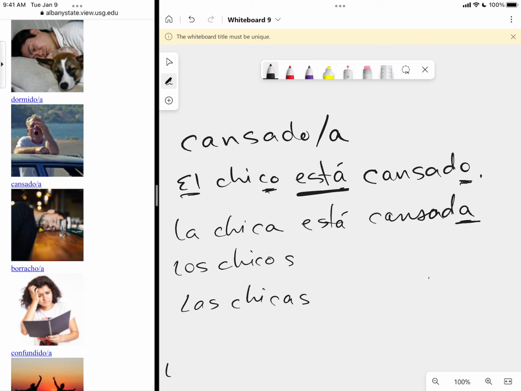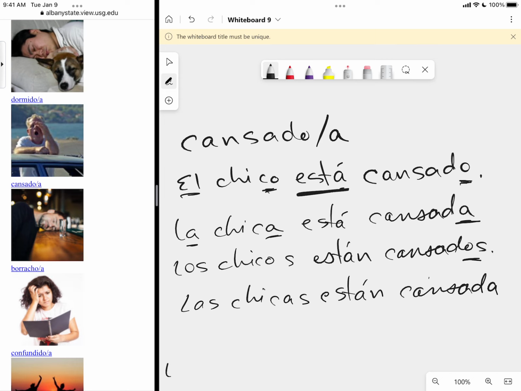Cansada. Los chicos están cansados. Now, that doesn't mean that it's all guys in that group. It means that there's at least one male in that group. It could be all girls and one guy, and it would go to the masculine form. It doesn't necessarily mean it's only men in that group. Están cansadas. Of course, you don't emphasize it when you say it like that. I'm just doing that for your benefit. Okay, and you can see the noun, the article, the adjectives all match in gender and number.